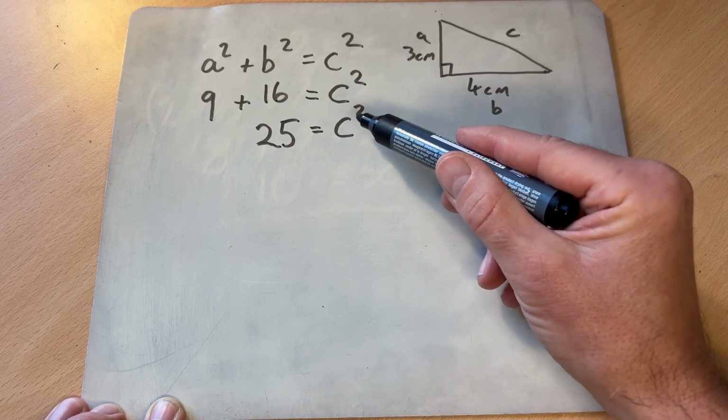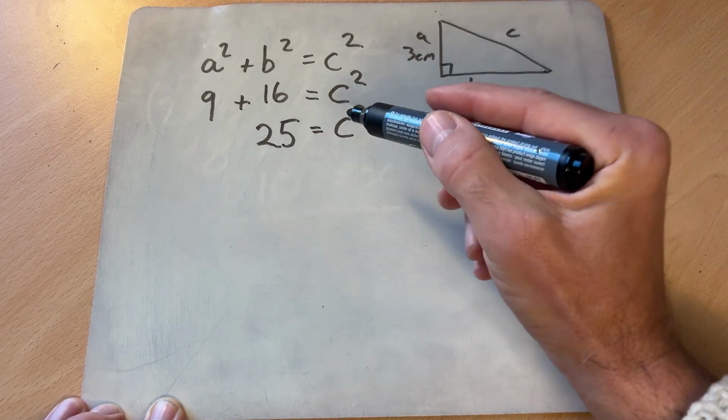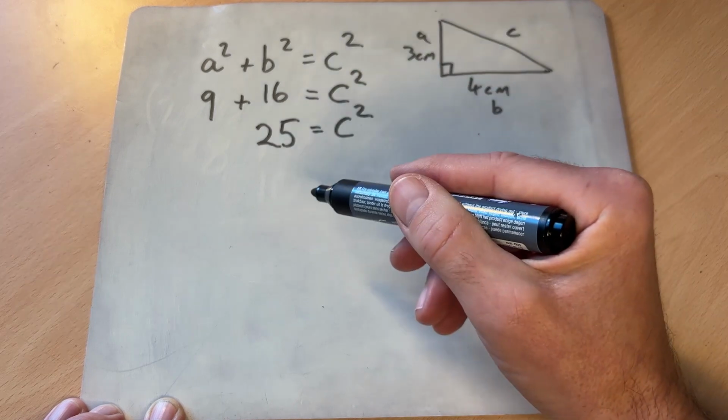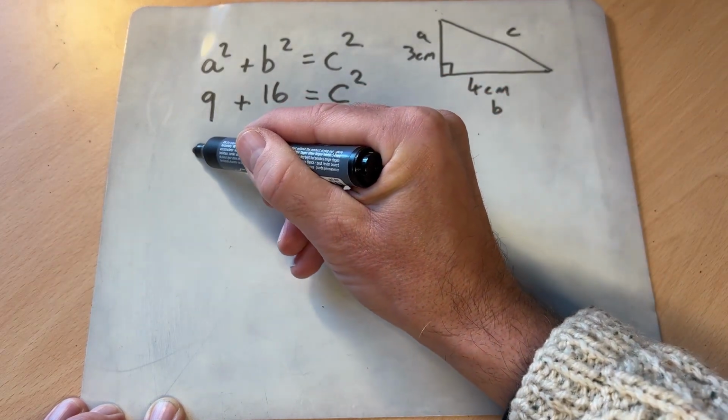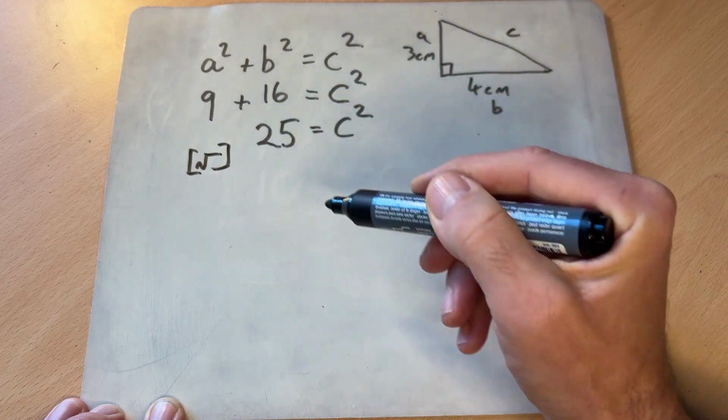So we don't want c squared, do we? What we want is c. So we have to reverse that square. And to reverse a square, we root it. So I'm just going to make a little symbol over here to show that's what I'm doing. What I call a little function box there.